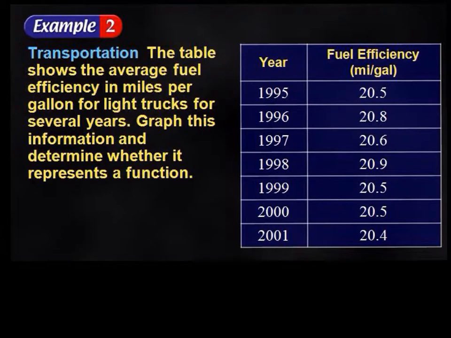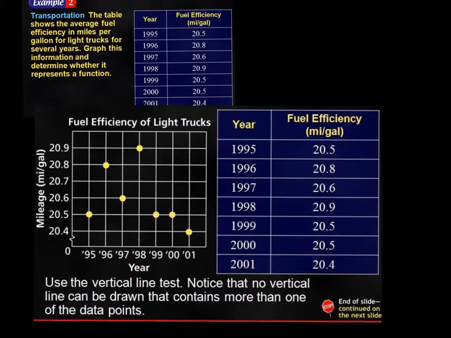The table shows the average fuel efficiency in miles per gallon for light trucks for several years. Graph this information and determine whether it represents a function. They admitted that they skipped a few here with that little interrupter symbol, but otherwise they're going up very nicely by tenths on the mileage per gallon and then over by years. And then they just plotted their points, so 95, 20.5. And then to decide if it's a function, use the vertical line test.